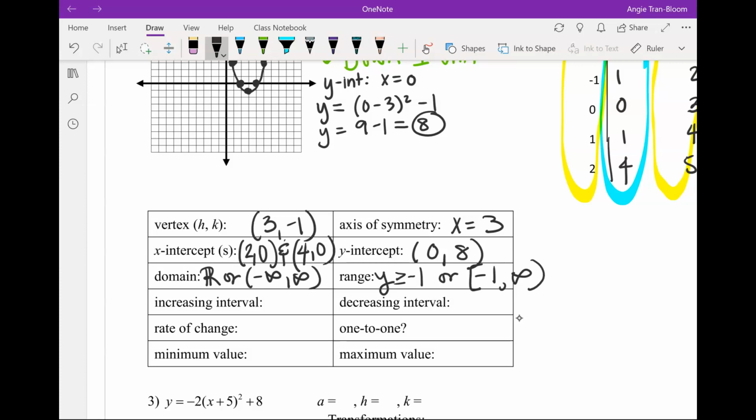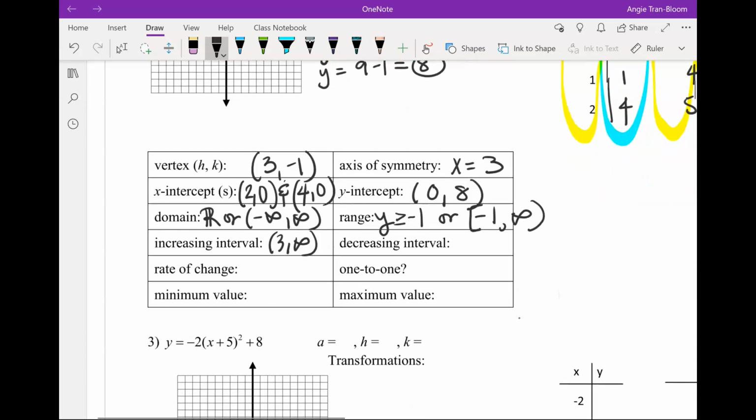Yes. Where does the increasing start and where does it end? Good job. Okay. Decreasing interval from where to where, Trevor? Decreasing from negative infinity to 3. Good. Can you guys see the breaking point for the increase and decrease is where the axis of symmetry is? Okay, they're all connected.